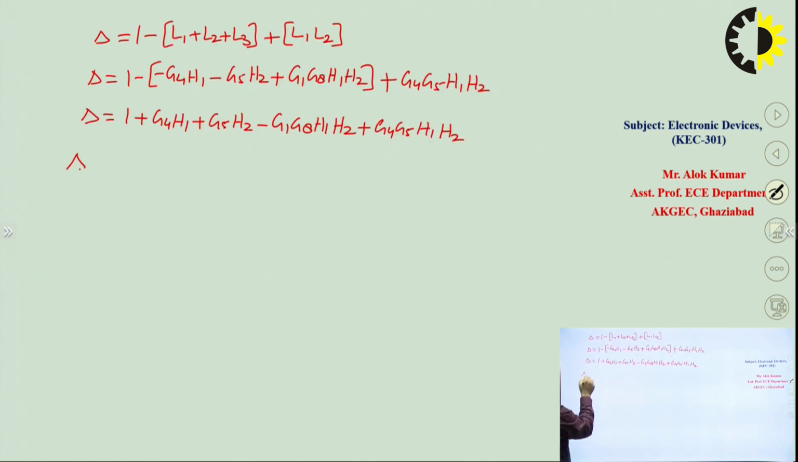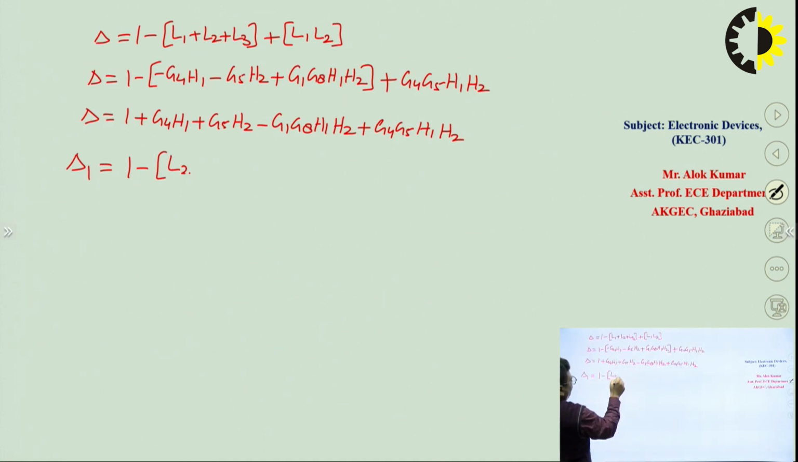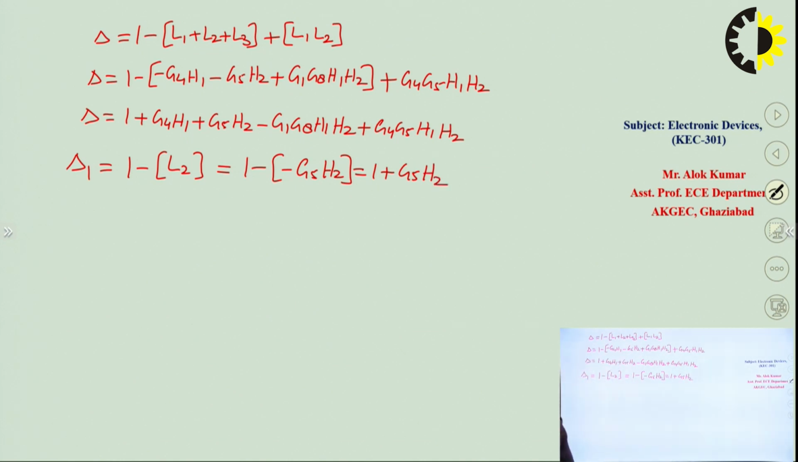So first we will try to find delta 1. Delta 1 will be 1 minus the sum of the gain product of individual loops which are non-touching to this forward path. This forward path is G2, G4 and G6, and in this forward path two loops are touching and only L2 is non-touching. So delta 1 will be 1 minus L2, and we know the value of L2, so we can write 1 minus of minus G5 H2, so it will be 1 plus G5 H2. So this will be the value of delta 1.